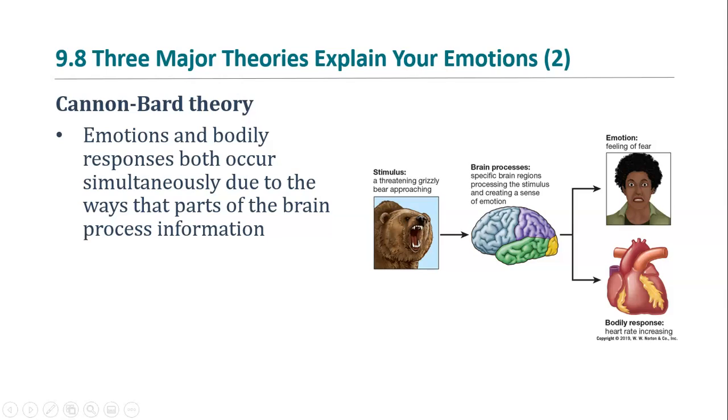The Cannon-Bard theory suggests that both the physiology and the emotional feeling, the labeling of the emotion, happen simultaneously but through distinct separate pathways. That is, there's a stimulus, one part of the brain says, oh my goodness, that's a bear, I'm afraid. Another part says, unconsciously, raise up sympathetic arousal, we need to get away from the bear.